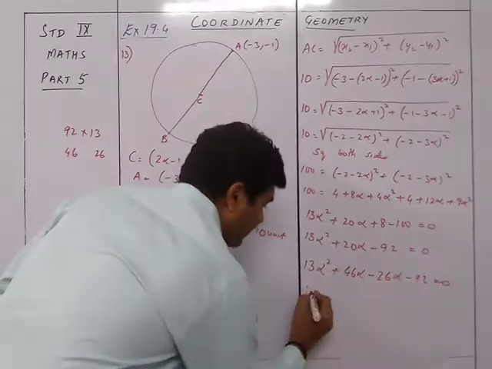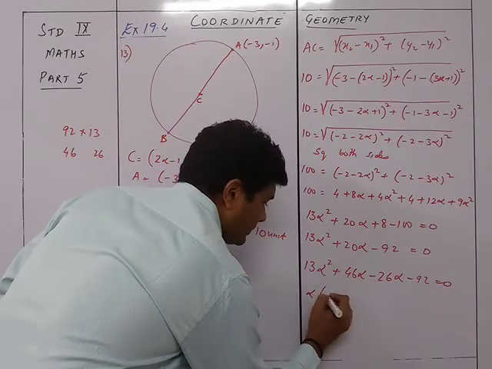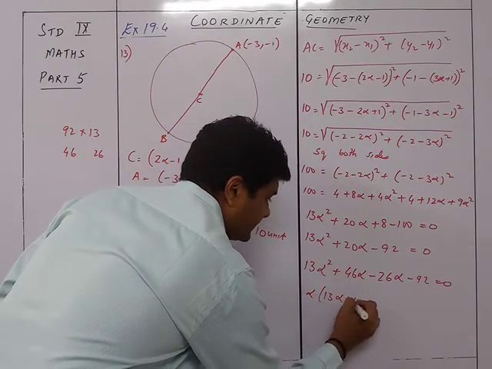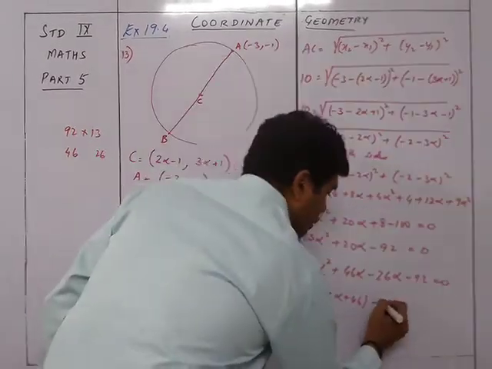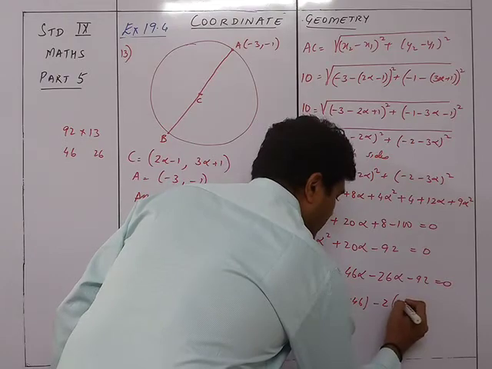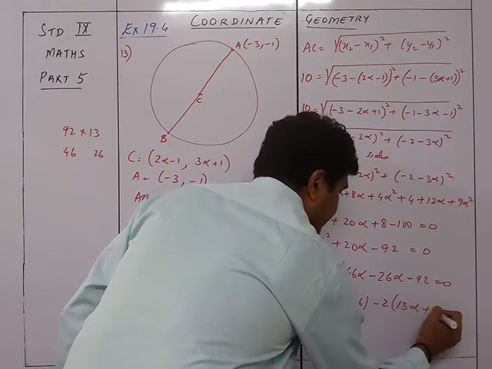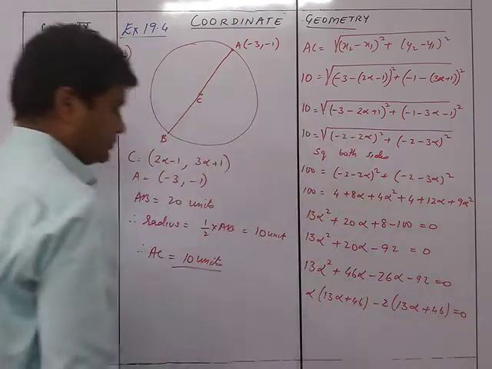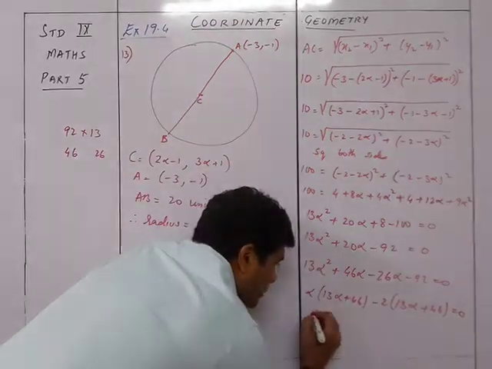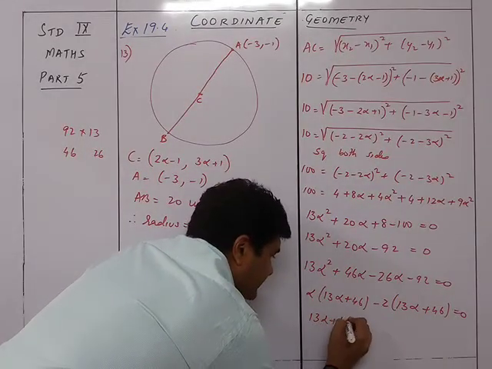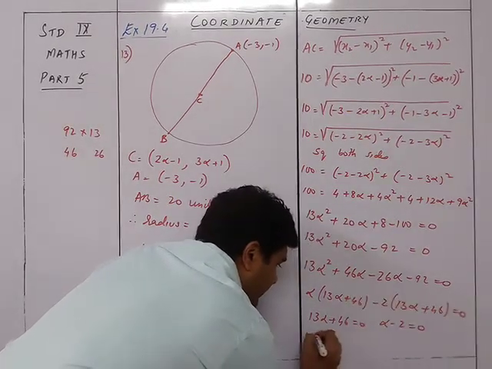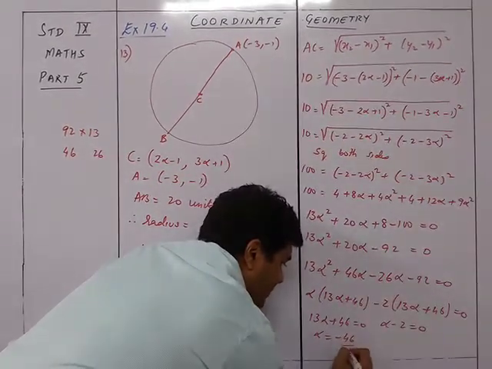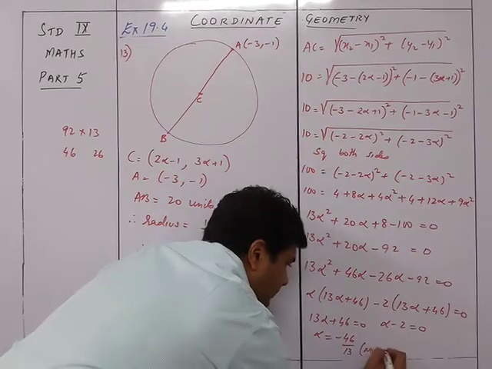So alpha (13 alpha plus 46) minus 2 (13 alpha plus 46) is equal to 0. So this will give you (13 alpha plus 46) is equal to 0 and (alpha minus 2) is equal to 0. So here alpha will be equal to minus 46 upon 13, which is not possible.